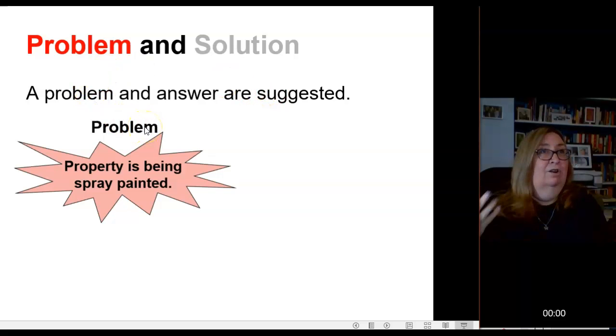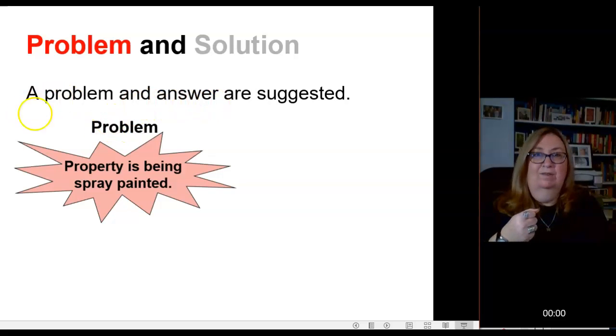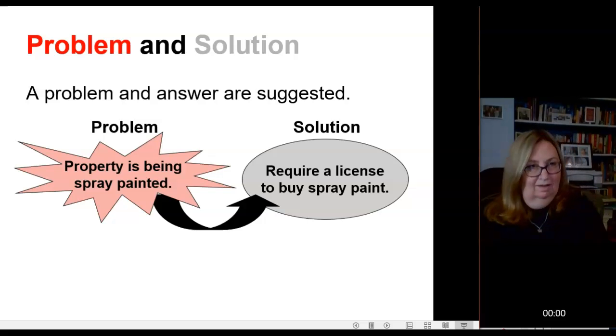So let's say we're reading an article and it's talking about how the property in town is being spray painted. Like people are coming by and just randomly doing graffiti on the walls, and it's private property, or it belongs to the town. So they shouldn't be doing that, right? One solution would be, okay, well, if you're going to buy spray paint, you have to have a license to do that. Okay, that is a solution. I don't think it's a good solution because people use spray paint for arts and crafts projects all the time. Should I have to have a license to paint something that goes up in my own house? That seems a little weird, right?